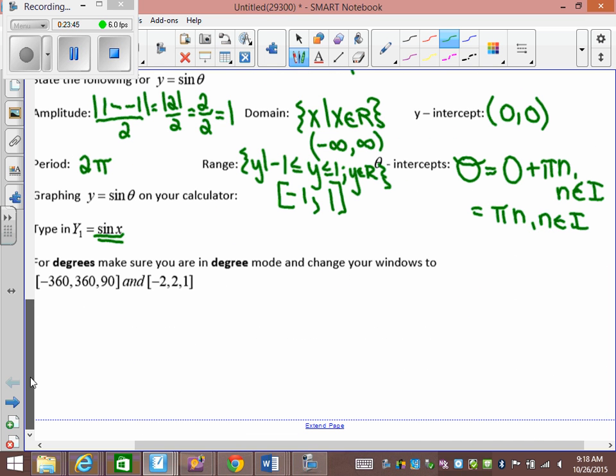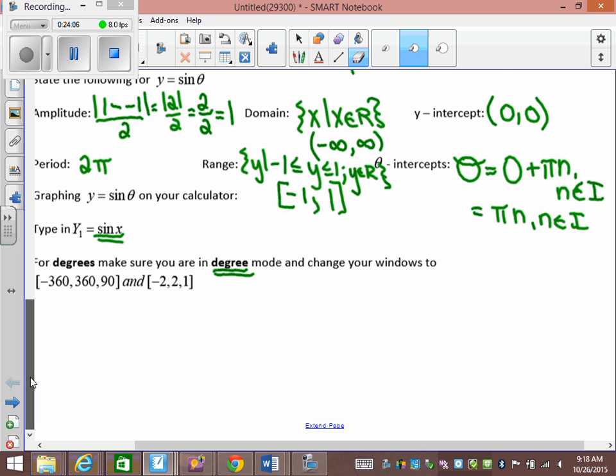Okay. Now, what if I did it in degree mode? For degrees, you want to make sure that it's in degree mode. You could do -360, 360, going up by 90. But if we want it to be the exact same as the graph we have up there, was our minimum -360? No, our minimum was 0. So we have 0, then 2 pi is 360, and we need to go up by pi over 6. And what's pi over 6 in degrees? 30.